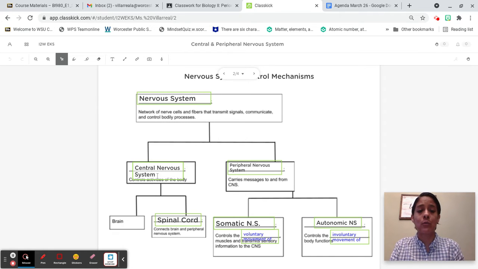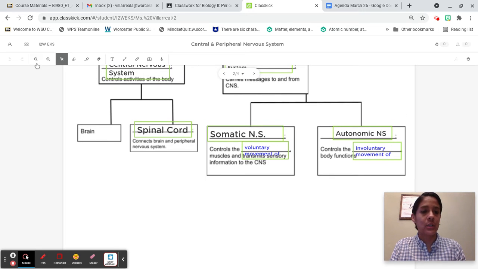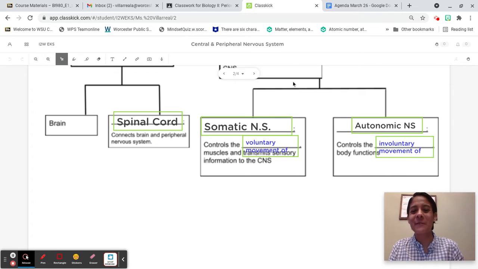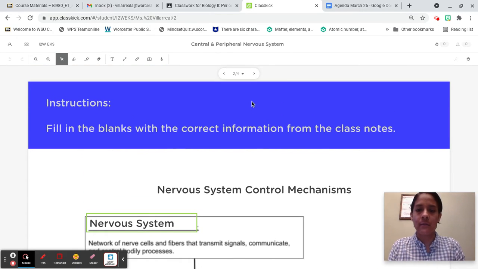Got the central nervous system on one side, which controls activities of the body, and that includes the brain and the spinal cord. On the opposite branch, we have the peripheral nervous system that carries messages to and from the central nervous system. And here we have the somatic nervous system, which, just zooming in a little bit, is going to control the voluntary movement of the body, versus autonomic, again, it's automatic, controls the involuntary bodily functions. You will fill those in. Can definitely stop the video and look at those.